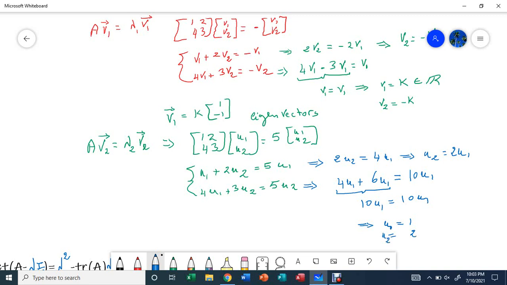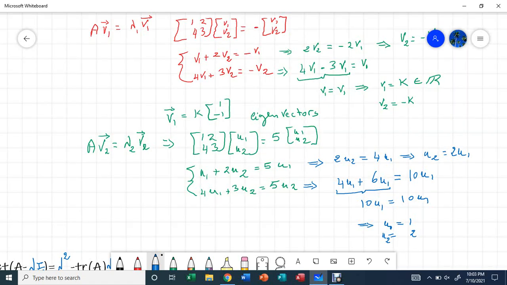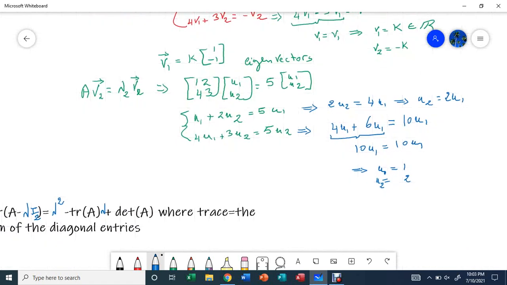So the eigenvector corresponding to lambda 2 is v2 equals k times (1, 2), where k is a real number. So those are the two eigenvectors corresponding to lambda 1 and lambda 2.